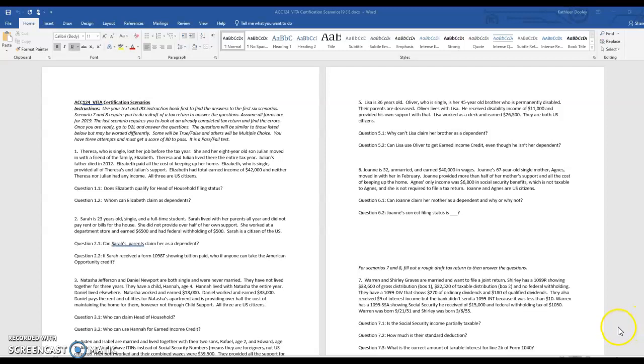Let's continue on down here to scenario 7. Warren and Shirley Graves, married, want to file a joint return. She has a 1099-R showing $33,600 of gross distribution in box 1, $32,520 of taxable distribution in box 2, and no federal withholding. They have a 1099-DIV that shows $270 of ordinary and $180 of qualified dividends.